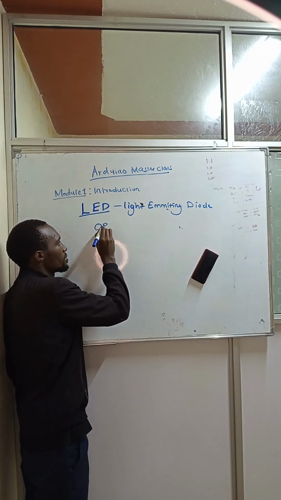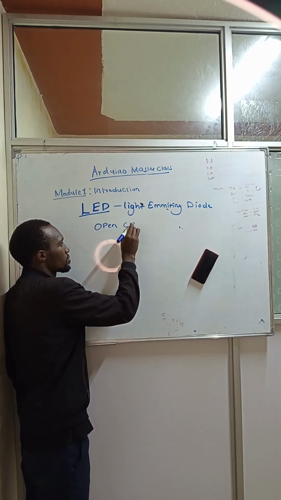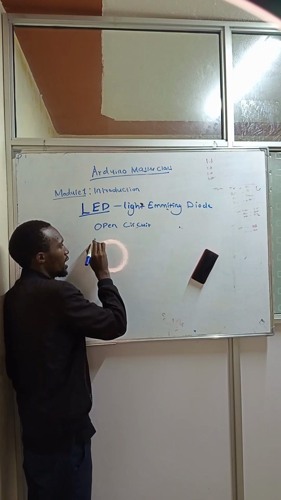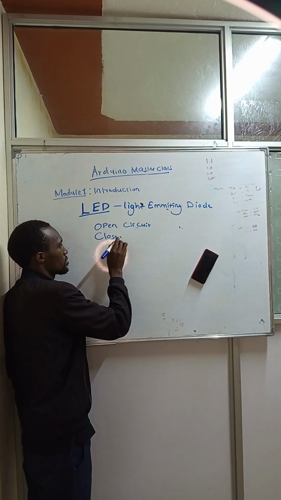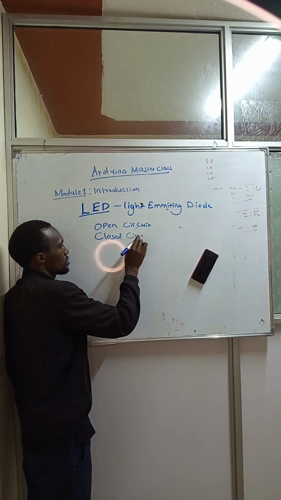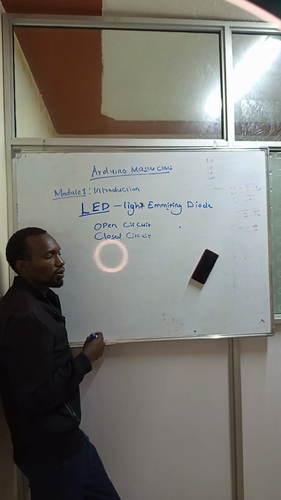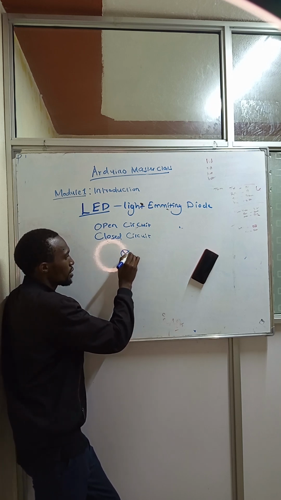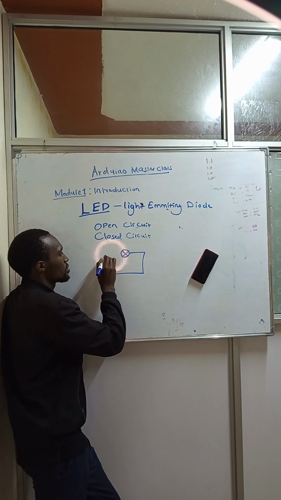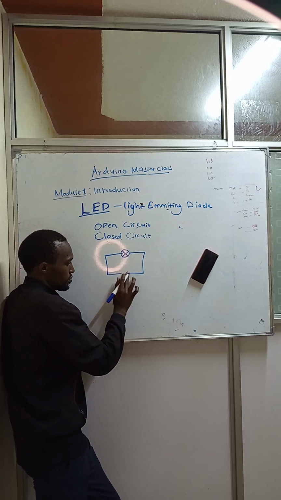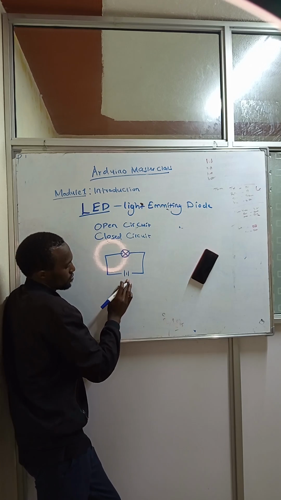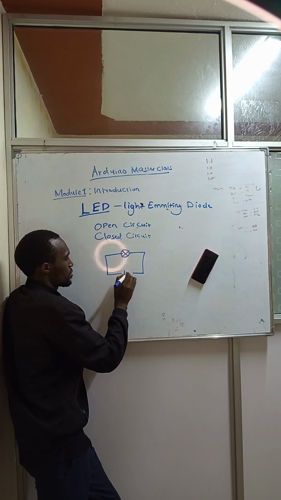We have open circuit and closed. So what is the difference between open and closed? So I'm going to draw here an open and closed circuit. So let me just use one cell.